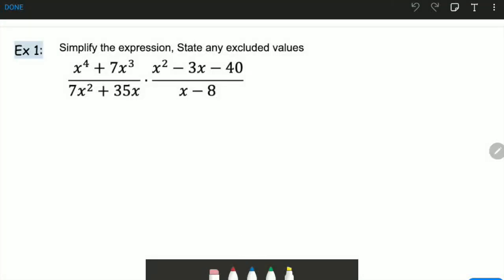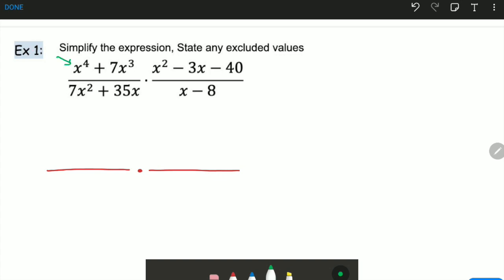Okay, in this example, we're going to simplify the expression and then state any excluded values. So this is a multiplication problem, indicated by the multiplication sign between the two fractions. And the easiest way I found to deal with multiplication problems is just to factor everything and then reduce the factors before actually multiplying and distributing things out. So I'm just going to go around and factor each of my expressions, and we'll try to reduce things out.